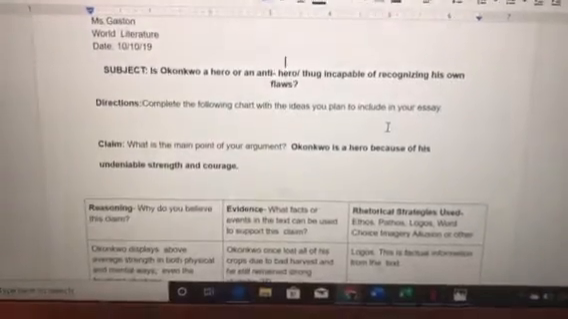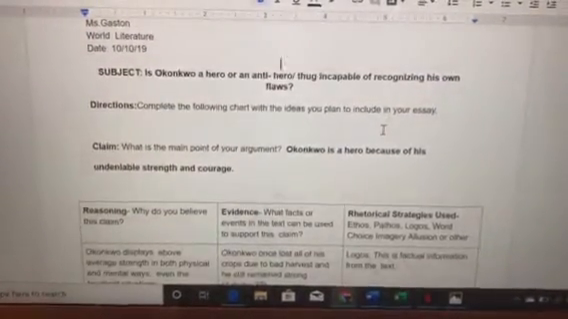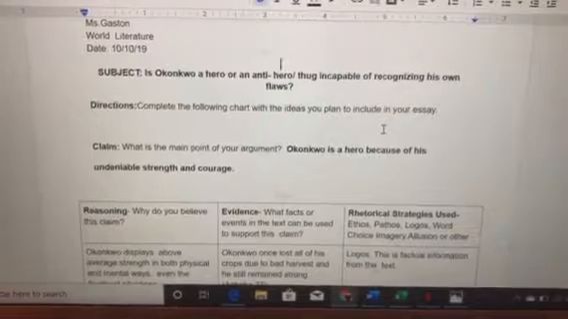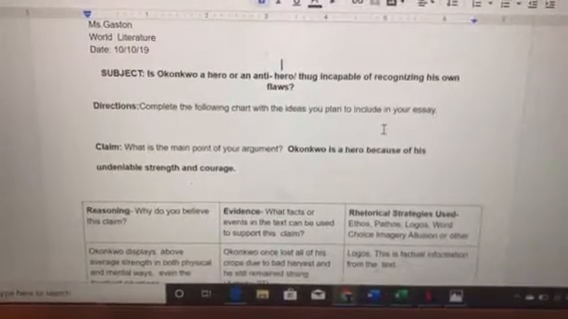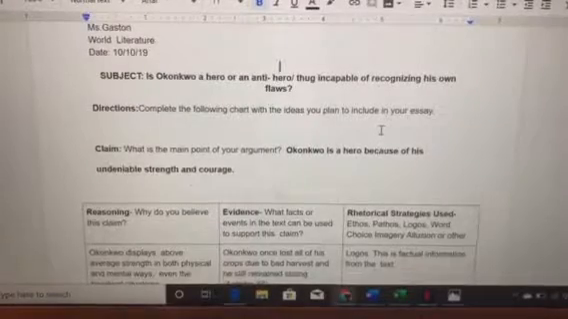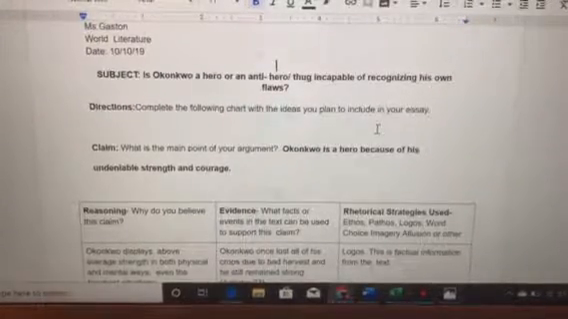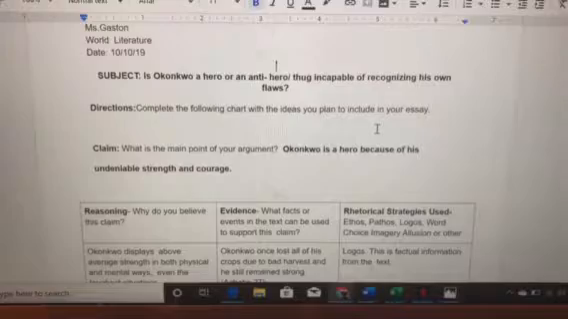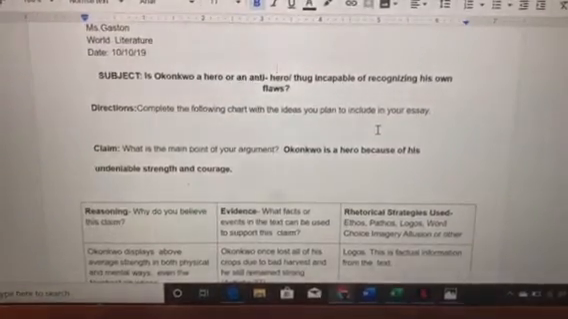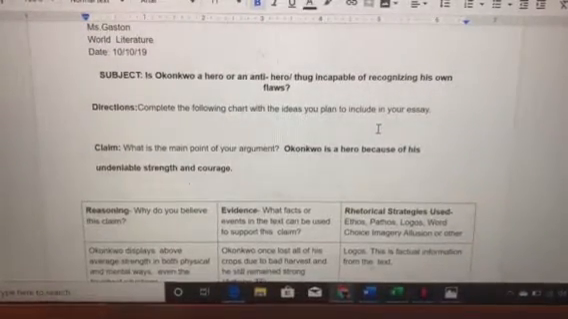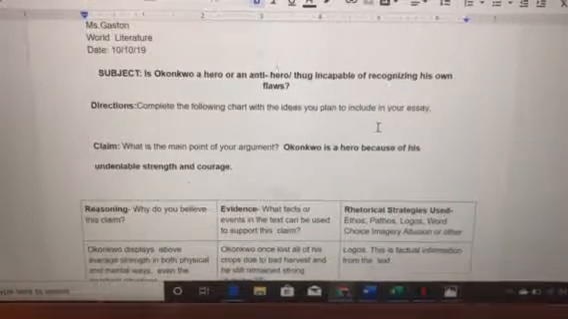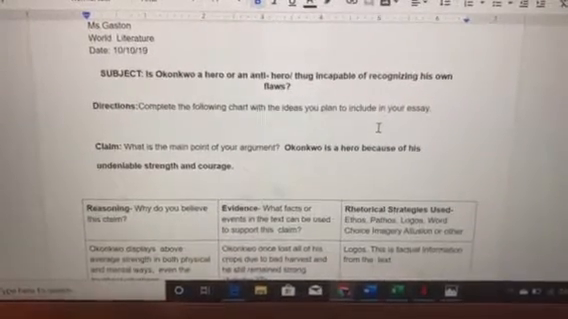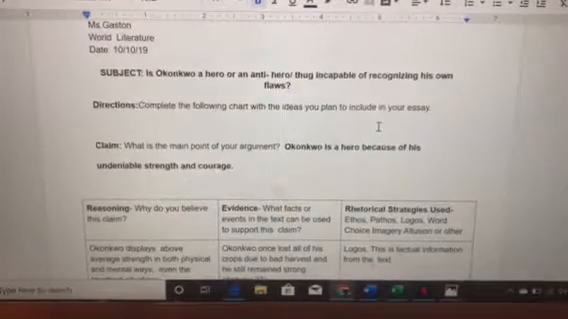Let's start with the first question, the claim. What is the main point of your argument? This question is asking you which side of the question you agree with. So basically, you're answering that question above. Is Okonkwo a hero or an anti-hero thug and capable of recognizing his own flaws? You do not need to include words like I think, I believe, I know, I feel. All of those are inappropriate when stating your claim. I know that you think, feel, believe whatever it is you wrote because you wrote it.